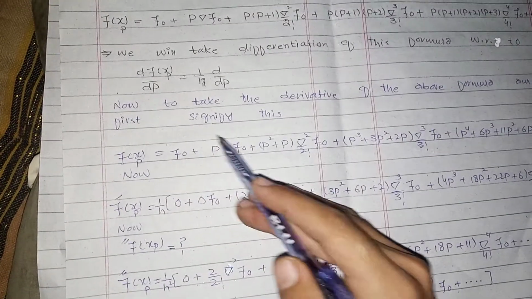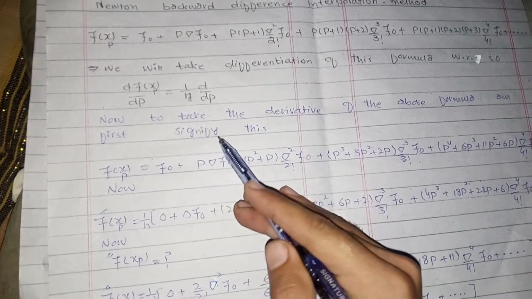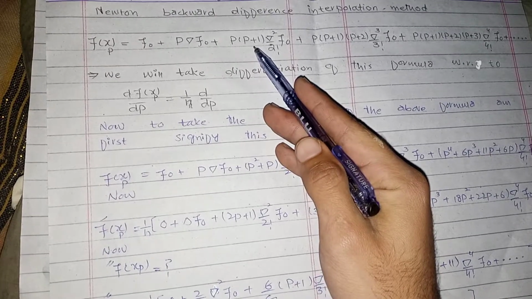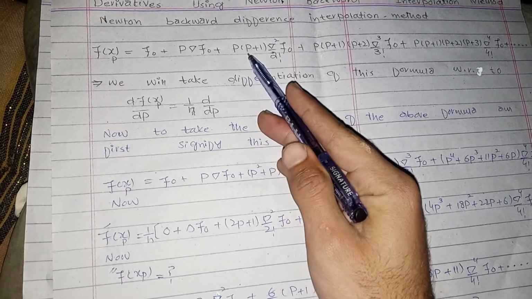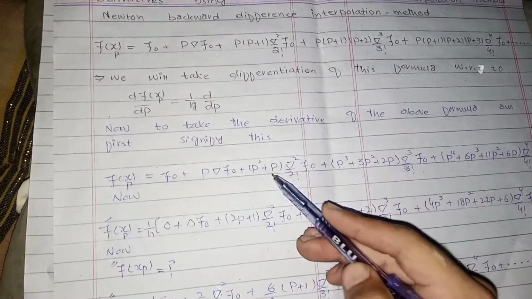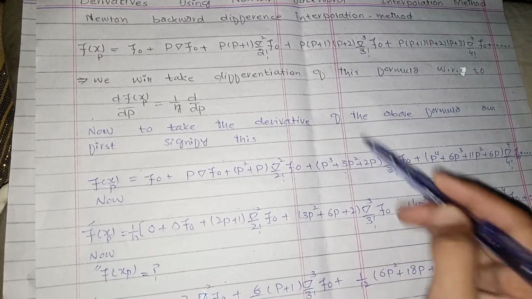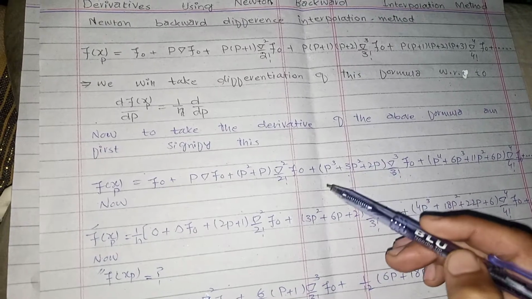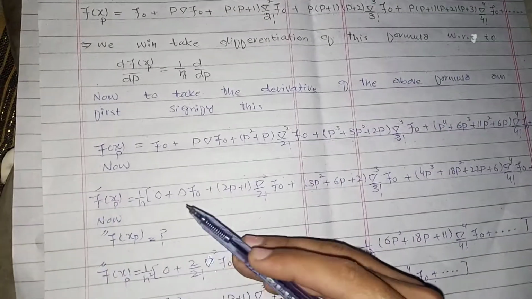To take the derivative of the above formula, I'm first going to simplify it to make it easier for myself. So p(p+1) becomes p square plus p, and you can see here p cube plus 3 p square plus 2 p. I write it this way to take the derivative easily. So right now I'm going to take the derivative.